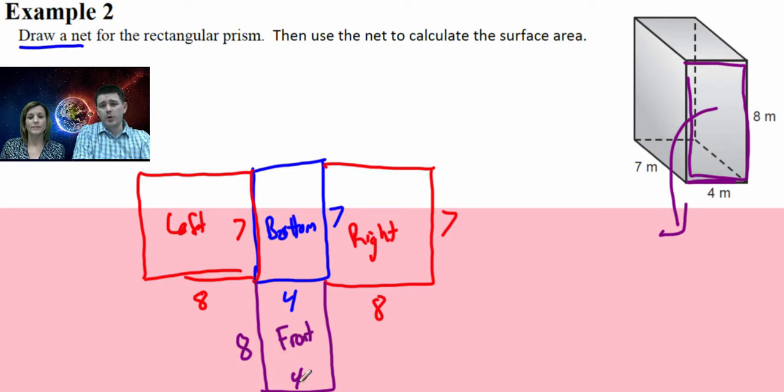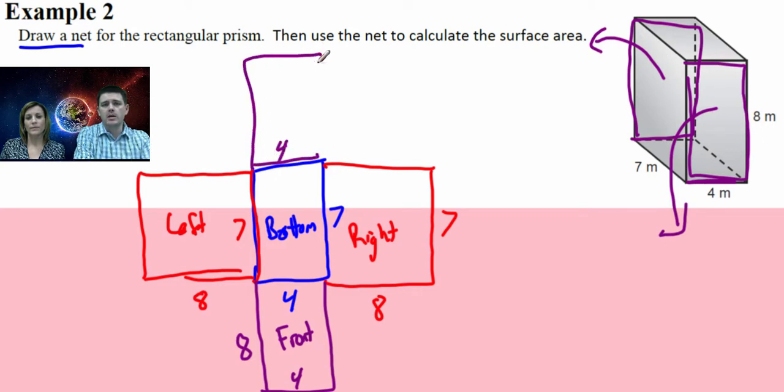Everything needs both a base and a height and a label. The back is hiding back here, but again, it matches with the front. It's just going to tip in the opposite direction. So it's going to be our 4 by 8, and this is the back.